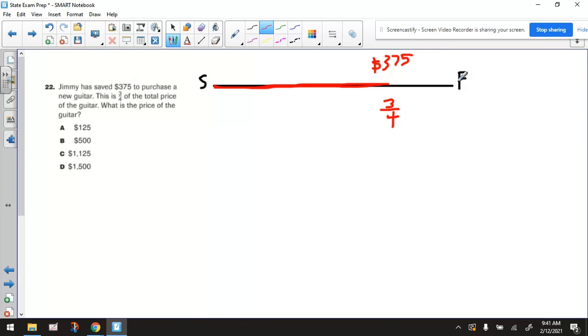Now, if you think about what we would expect the full price to be, we would want the answer to be more than $375. Do you see we have a choice there that's not even more than that? So that just doesn't make any sense, this choice right here.